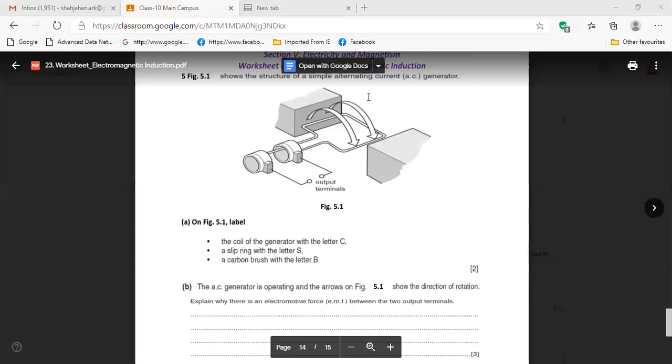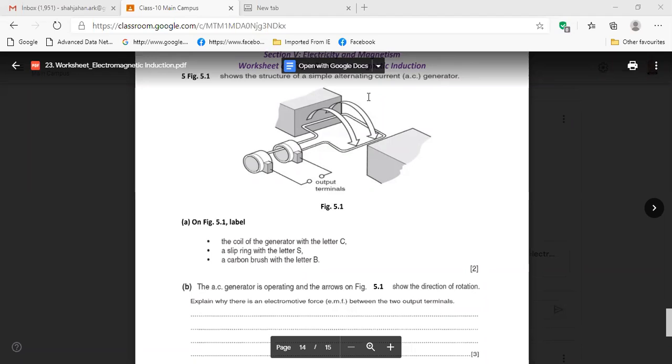Okay. So this one is very easy. Part B is very easy. You can do it. Just the previous question we did that. Now you tell us about this one. Part 5A. Which one is the coil of the generator? Can you label? Adnan, can you label? Which one is the coil of the generator?